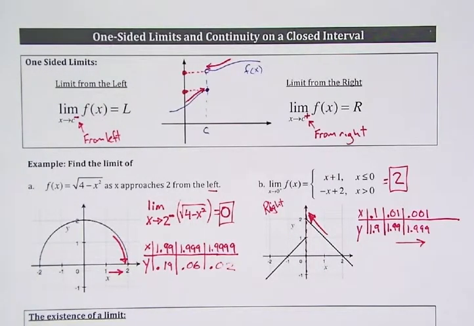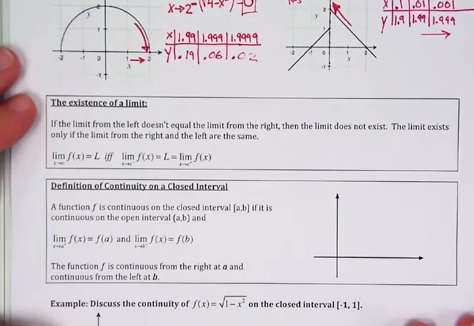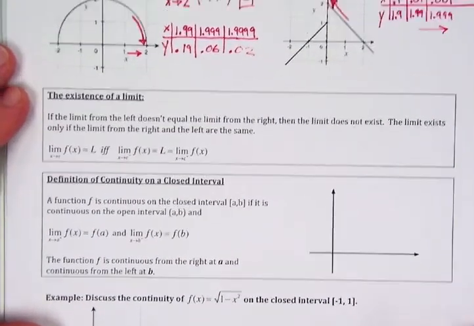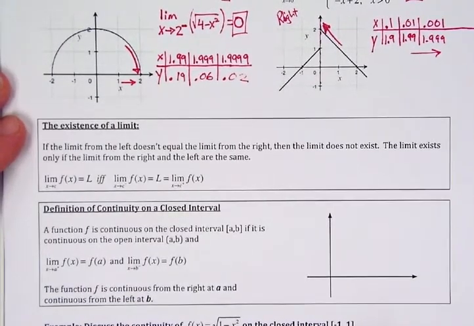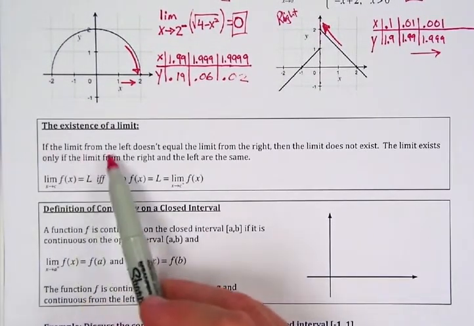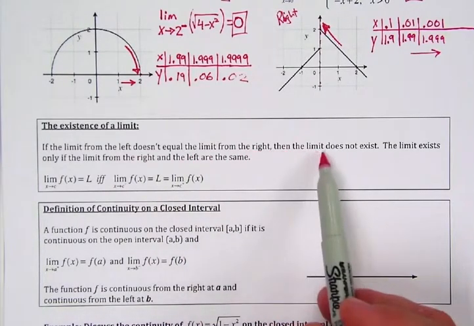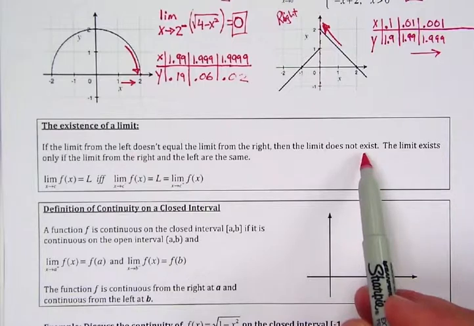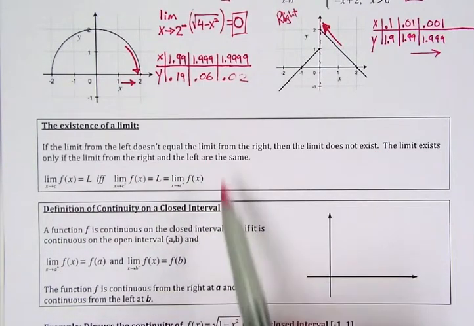Now, why do we talk about right and left limits? Well, because it's important to see as we get close on certain sides, but this is also going to be used in the existence of a limit, so proving whether a limit exists or not. If the limit from the left doesn't equal the limit from the right, then the limit does not exist. So the limit exists only if the limit from the right and the left are the same.